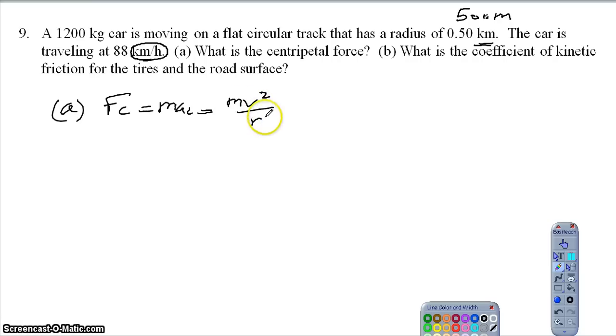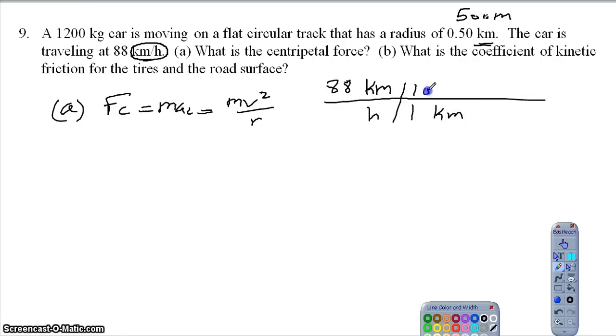Okay, so they give me the mass of the car, they give me the radius. Again, the biggest thing I have to watch out for is I have to convert my 88 kilometers per hour to meters per second in order to use any of these force relationships. Converting 1 kilometer to 1,000 meters, and then 1 hour to 3,600 seconds.